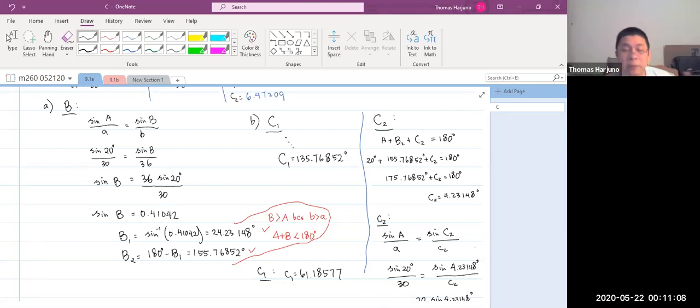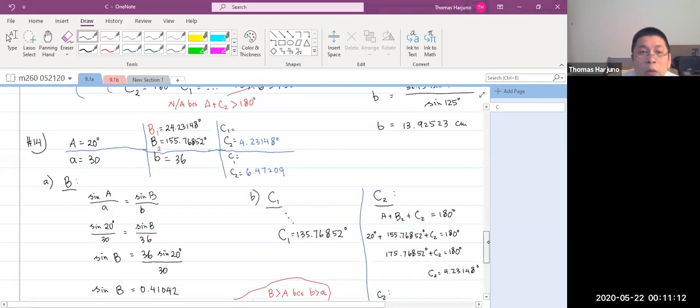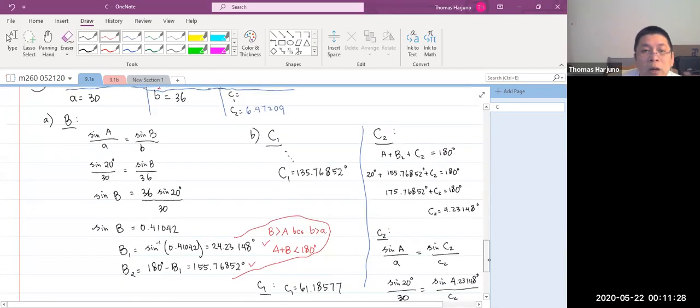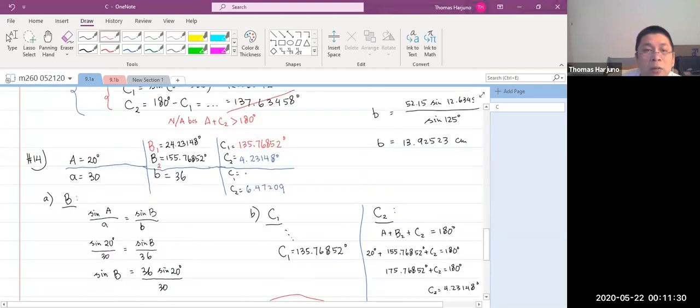Yeah, I get the same number. So that way we get angle C1 is 135.7685 degrees, and then side C1 is 61.18577. Now that's for question B.